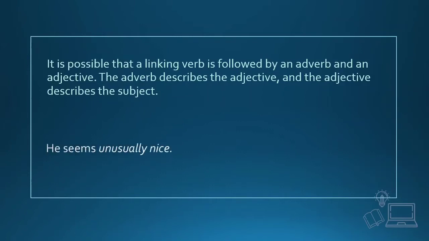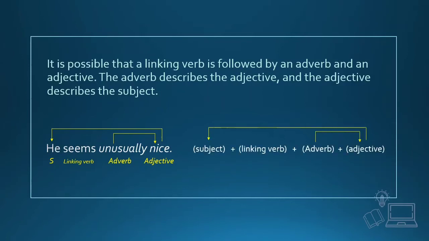For example, he seems unusually nice. Dalam kalimat ini, kata seems sebagai linking verb diikuti oleh adverb unusually, yang mana unusually menjelaskan nice sebagai adjective. Sedangkan adjective nice menjelaskan subjek he. He seems unusually nice.